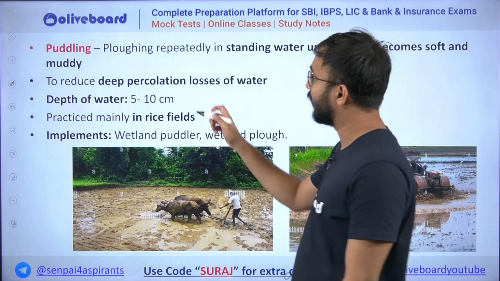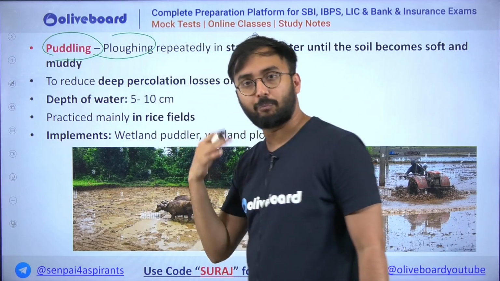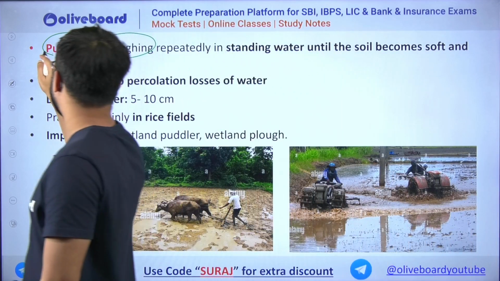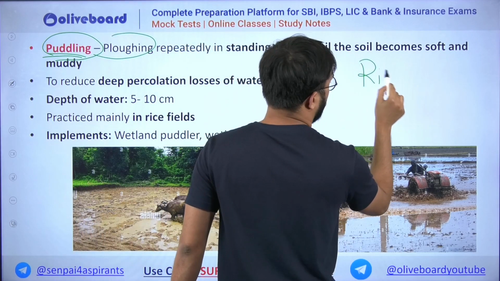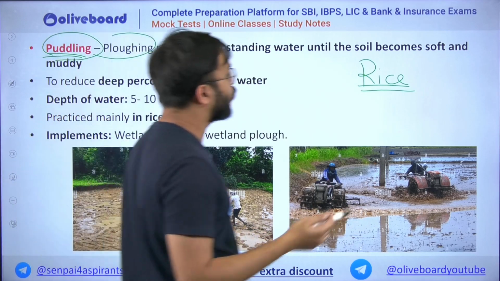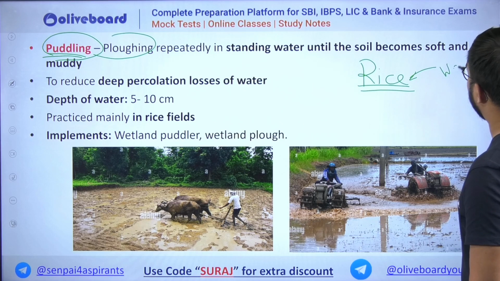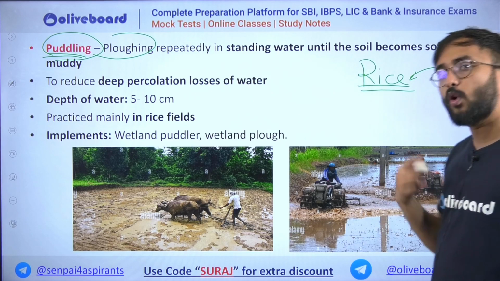When I talk about plowing, plowing is nothing but puddling. Okay. So apart from plowing, apart from tillage, there is also a unique activity which is called puddling. So suppose you take the consideration of cultivation of rice. We all know that rice is a waterlogged crop. Okay. So what do you mean by waterlogged? As we all know, rice requires more and more water. It is a water intensive crop. What do you mean by water intensive crop? It drinks more and more water.